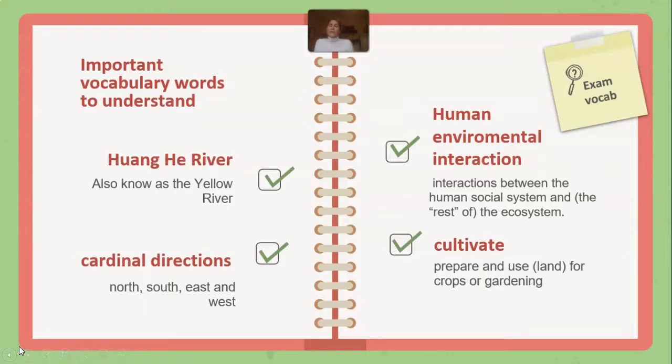Human environmental interaction is the term that we use for interactions between the human social system and the rest of the ecosystem. So basically, it's how humans interact with the environment around them. How they use or participate in the environment or the things around them. And then cultivate means to prepare and use land for crops or gardening.